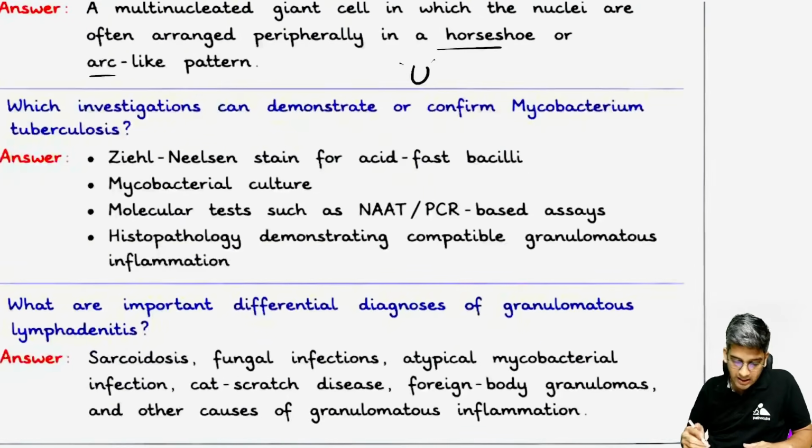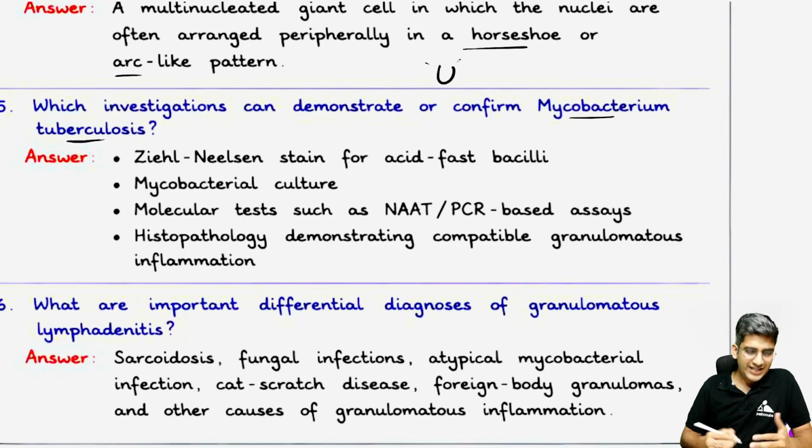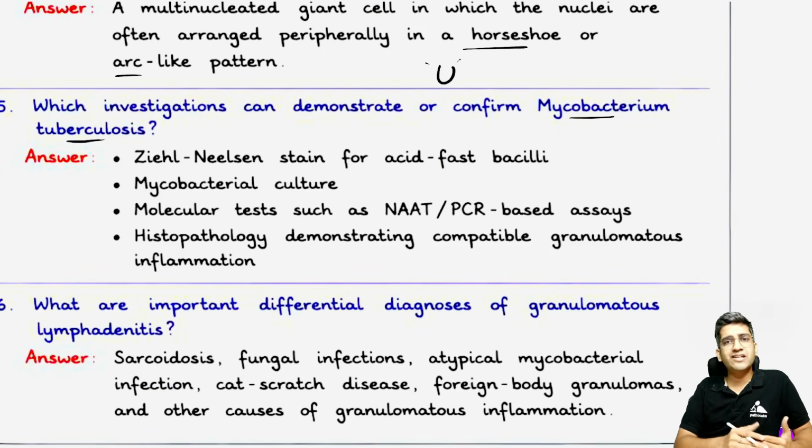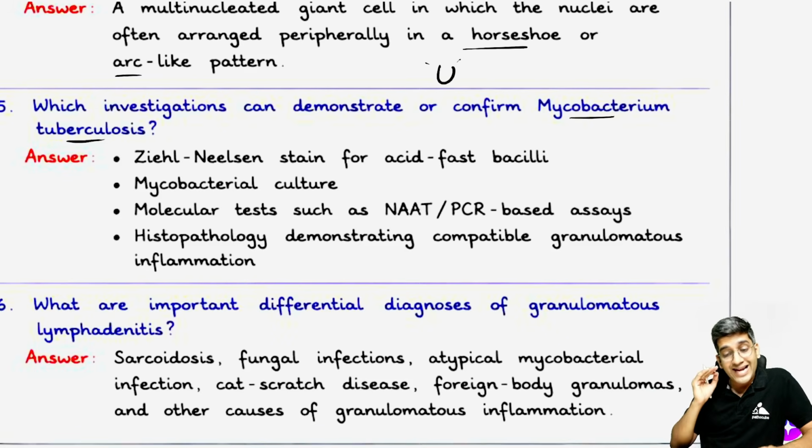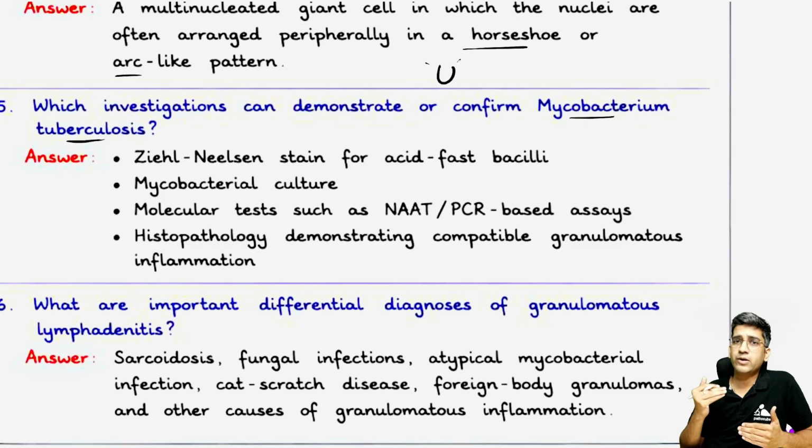Perfect. Then if they ask, how do you investigate Mycobacterium tuberculosis? Is biopsy enough for me to say it's tuberculosis? The answer is no. It is not enough. Caseating granuloma is suggestive of tuberculosis, not diagnostic of tuberculosis. I need to demonstrate the organism. Unless and until I demonstrate the organism, my diagnosis is not sorted, right?